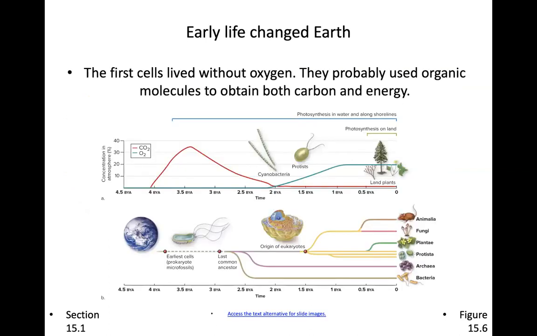The first cells on Earth lived without oxygen. They probably used organic molecules to obtain both carbon and energy. And they oftentimes would have probably undergone a process of photosynthesis. As we progressed, and a lot of these photosynthetic organisms started to make their way to land, we started to use some of what available oxygen there was. And you can continue to see from about 1.5 billion years to 1 billion years ago, where animals, fungi, plants, protists, archaea, and bacteria all seem to have emerged.